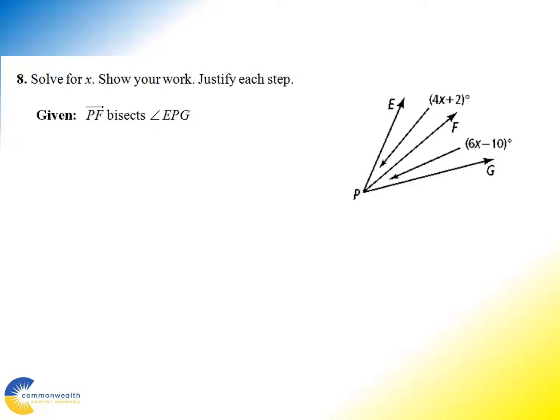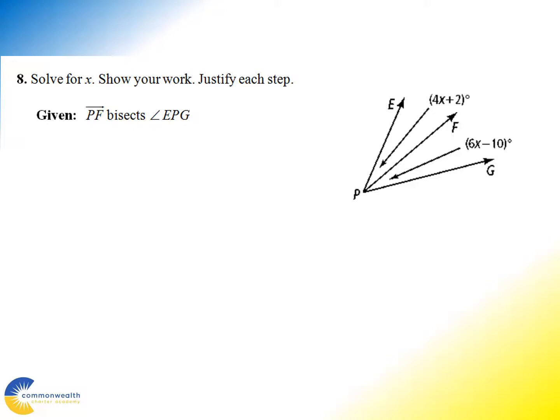So here it says solve for x and justify each step. What I see here is angle EPG, the big angle, and I do see ray F also intersecting at P, which means I cannot say angle P here, because I actually have 3 angles that have a vertex at P. So if I just said angle P, it isn't going to work.